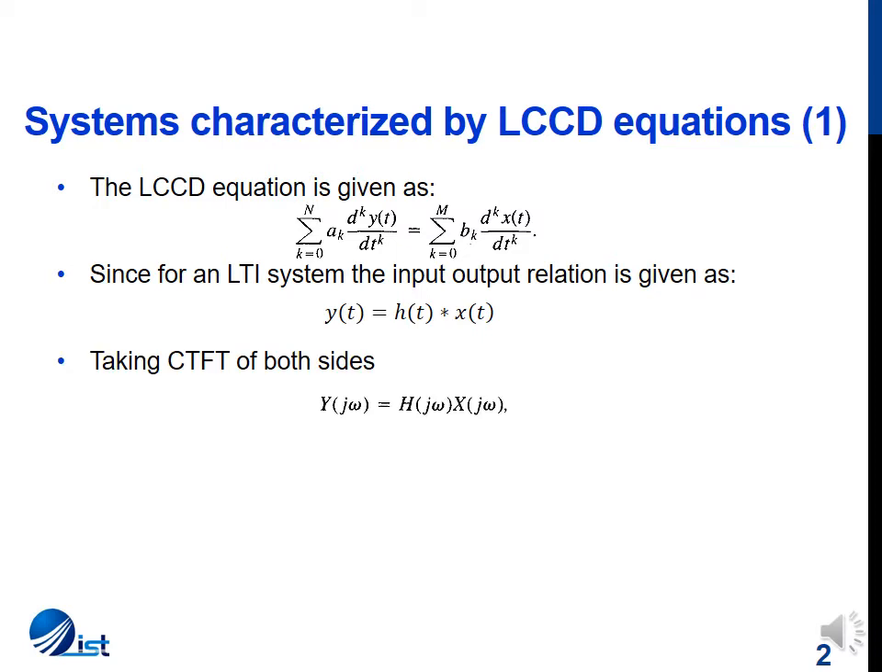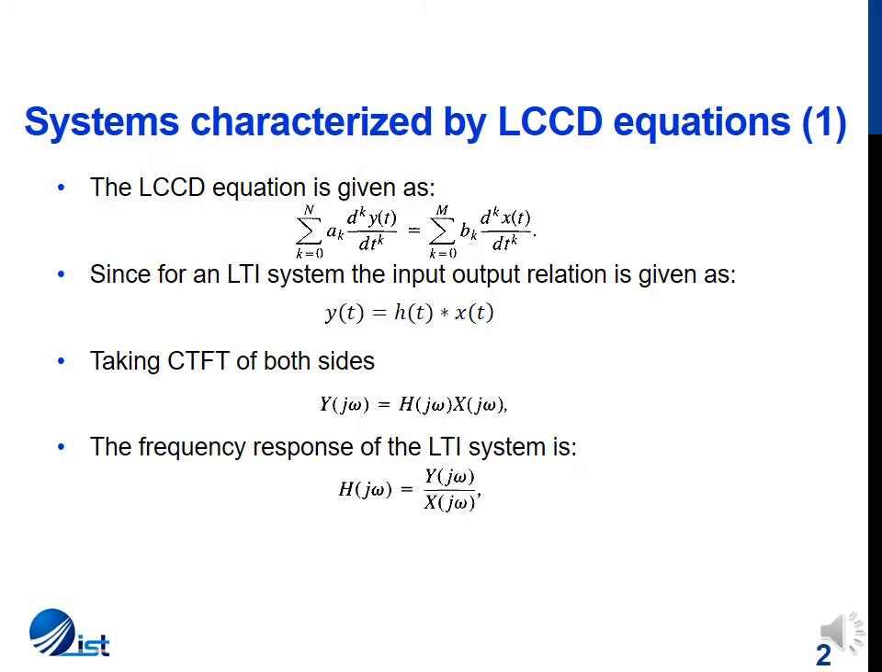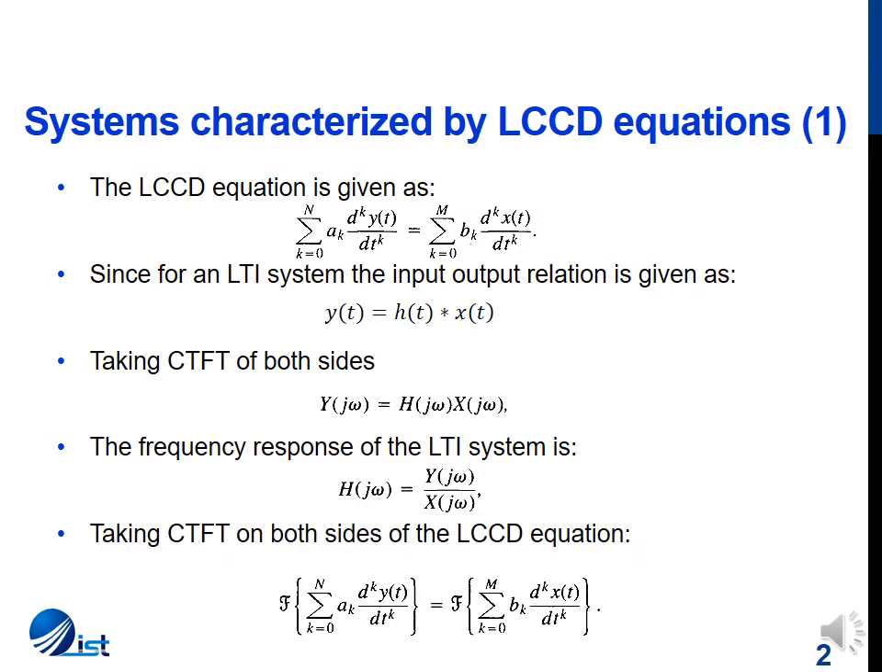So if we take Fourier transform on both sides of the equation, we have Y(jω) equal to H(jω) multiplied by X(jω), and we'll be assuming that h(t), the LTI system, does have a frequency response. The impulse response is absolutely summable, it's a stable system, and it does have a frequency response. So the frequency response of the LTI system is, taking H(jω) on one side, Y(jω) by X(jω).